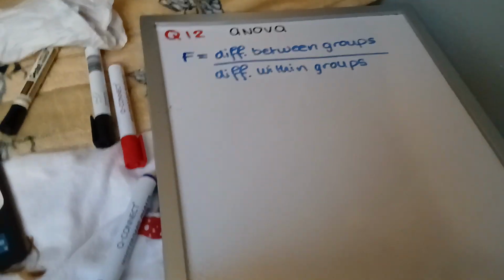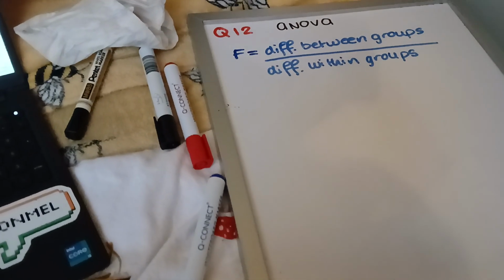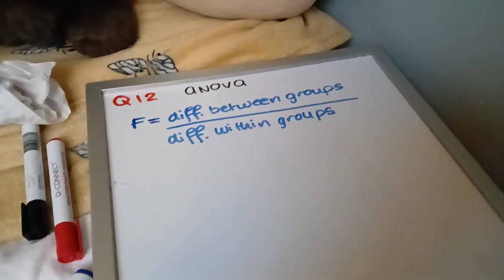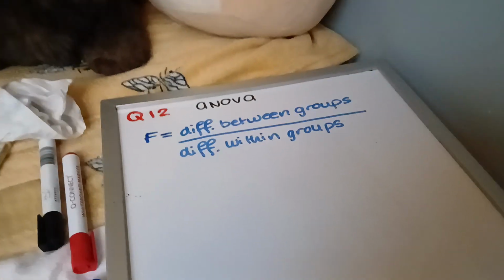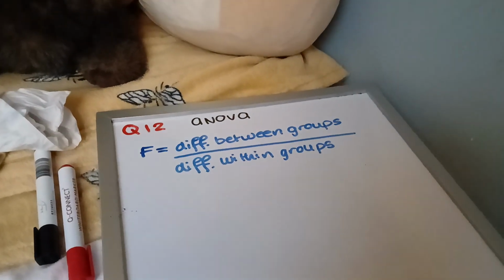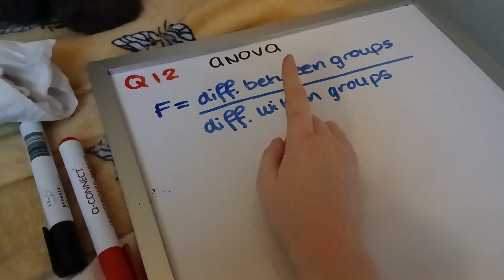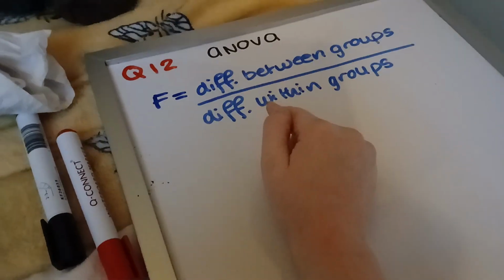So this is question 12. Question 12 is asking for the test statistic value, and because this is ANOVA, it doesn't use the standard test statistic formula that we used in question 7. So basically we're looking for an F value here. Don't ask me what that stands for because I have no idea. The F value is the difference between groups over the difference within groups.